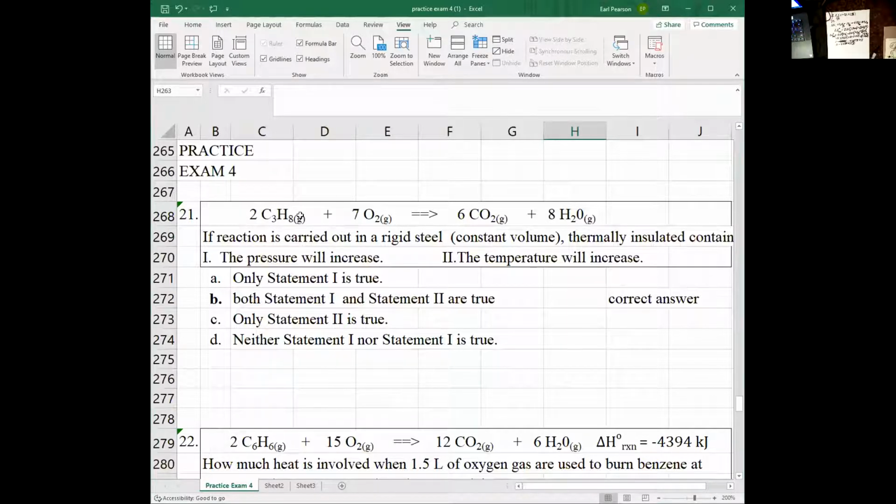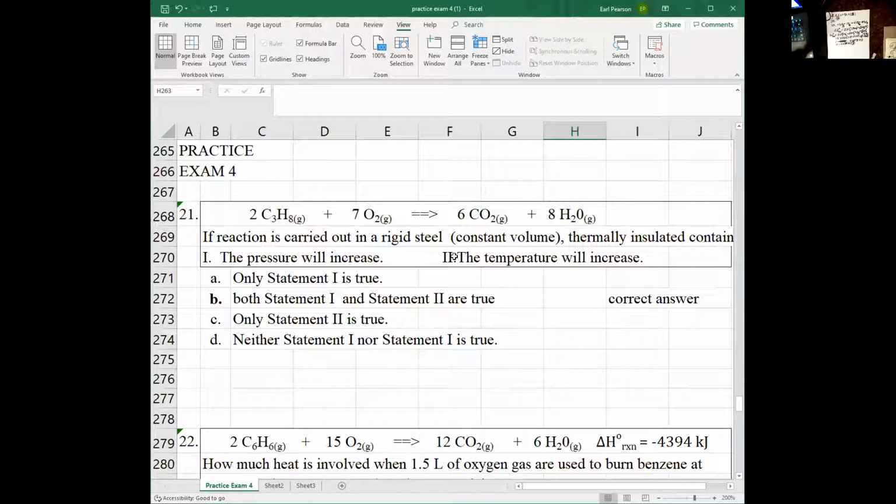I'm going from 7 moles of gas, 7 plus 2 is 9 moles of gas in the reactants, to now 6 plus 8, which is 14 moles. So I'm increasing the number of moles inside the container. That's going to cause the pressure to go up. P equals nRT over V. So the number of moles goes up, the pressure is going to go up. So statement number 1 is definitely true.